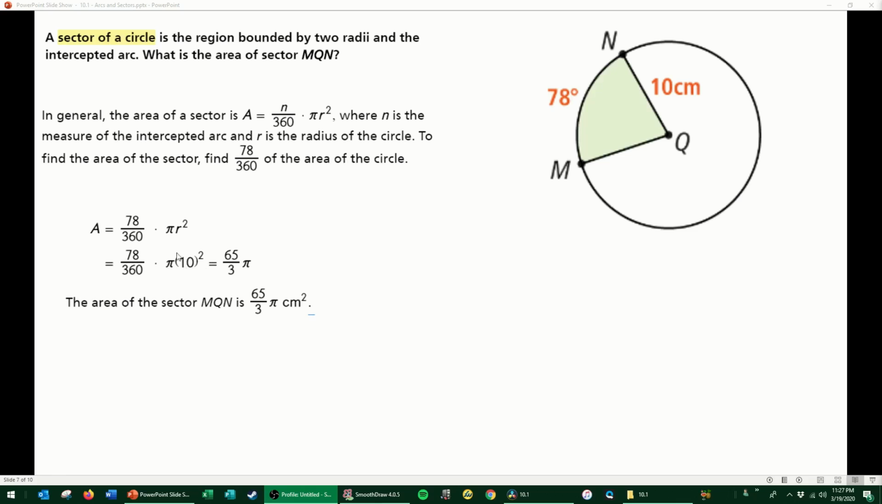Again, we're going to leave everything in terms of pi so you can be precise. And when we have 78 over 360, it's going to simplify to 65 over 3 pi. So the area of this sector is just 65 thirds times pi centimeters squared.